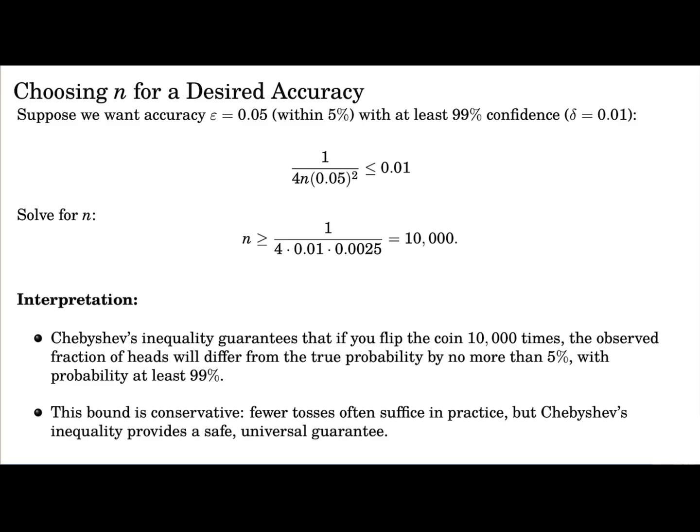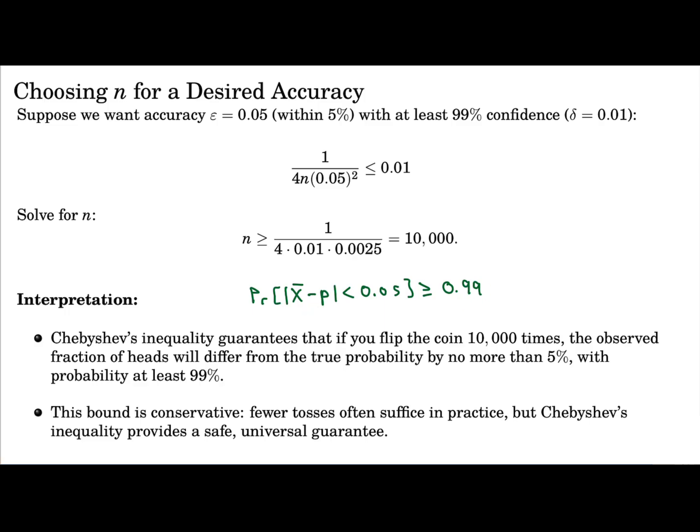In other words, I can write it here. This means that the probability that the distance between the fraction you observe and the actual probability of the coin is larger than 0.05 is going to be smaller than or equal to 0.01. That means that the probability that this distance is less than 0.05, so the probability that this is very close, within 5%, is going to be more than 99%.